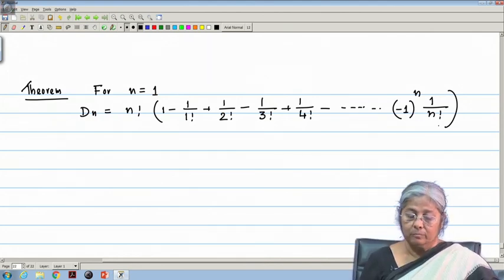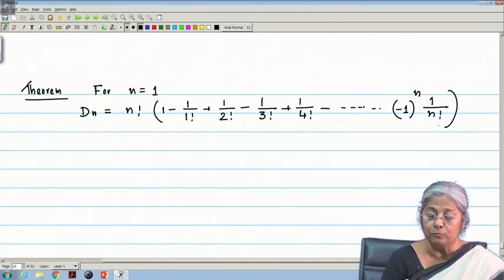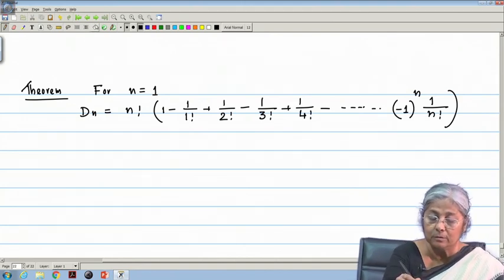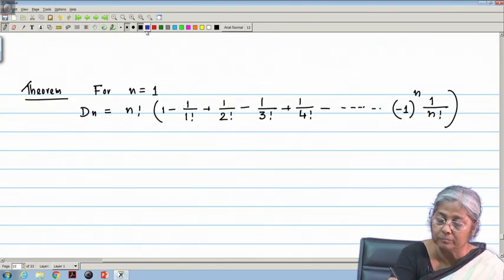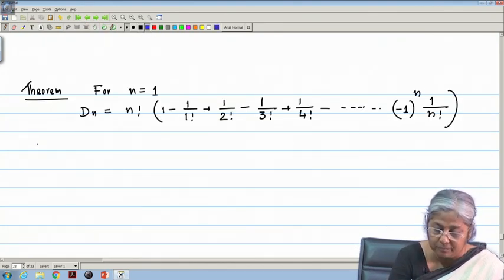Now, how to prove this? How can we prove this derangement theorem?